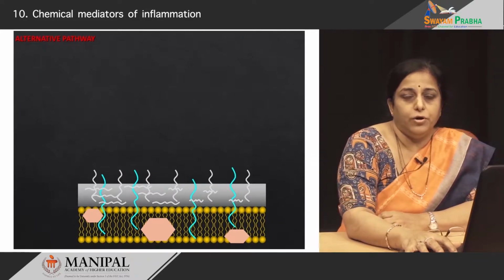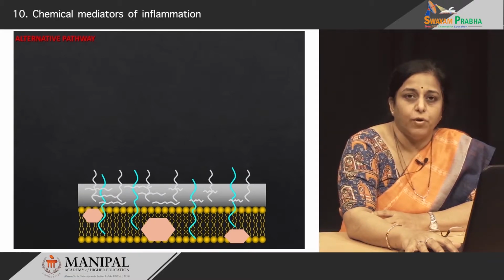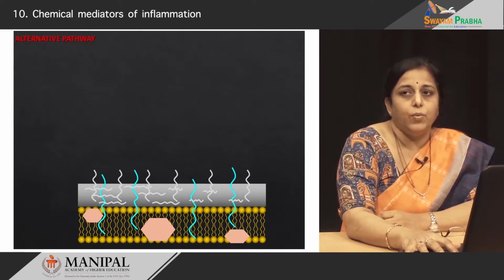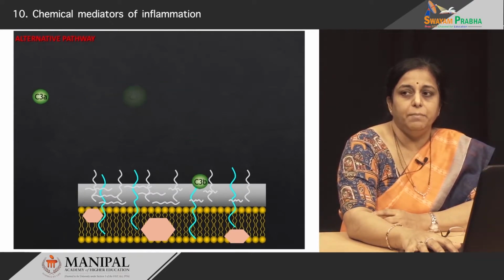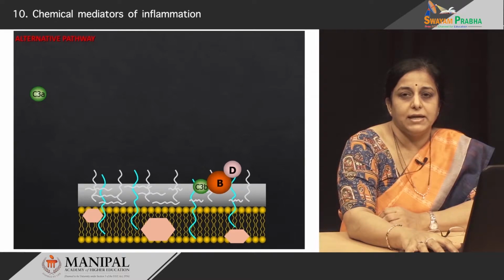Now, let us look at the alternate complement pathway. As we learnt, the alternate complement pathway does not involve binding of antibodies to the bacterial cell wall. Here the bacterial antigens themselves activate the alternate pathway. Now, in this pathway, because of the bacterial infection, some of the C3 that circulates in the blood gets cleaved to C3A and C3B. The C3B attaches to the bacterial cell wall, and then there are factors called factor B and D, which are also present in circulation, which bind to the bacterial cell wall along with the C3B. Now, this converts the B to Bb and Ba.